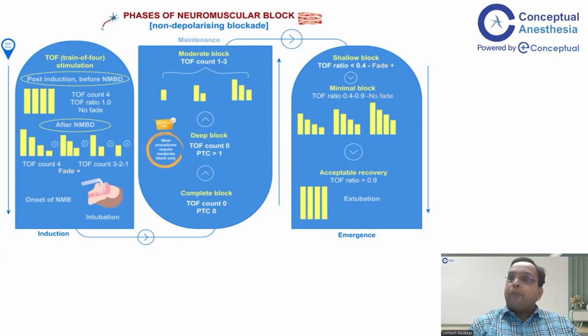Now, at the time of emergence and extubation, a TOF ratio of more than 0.9 is considered acceptable recovery and the patient can be extubated. There is a minimal block with a TOF ratio of 0.4 to 0.9 and a shallow block with a TOF ratio of less than 0.4. So for good, acceptable recovery and extubation, a TOF ratio of more than 0.9 is mandatory.